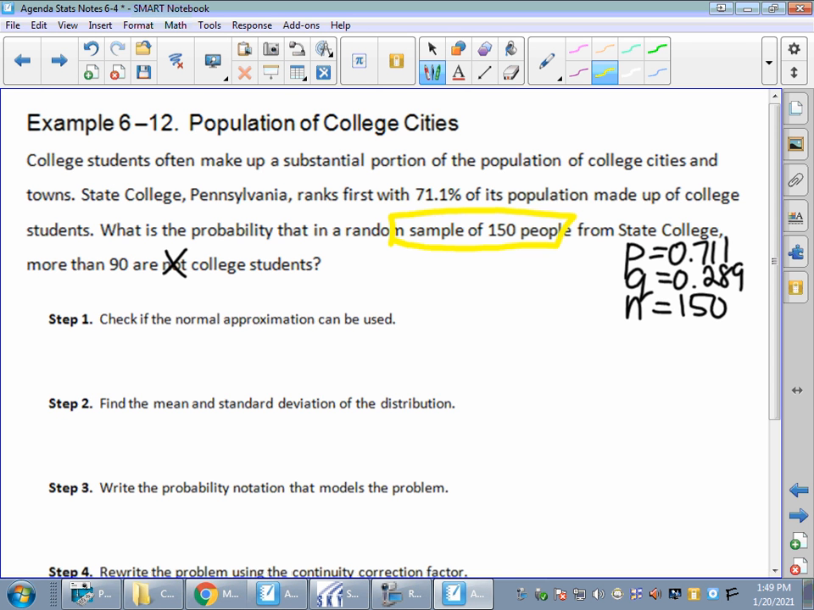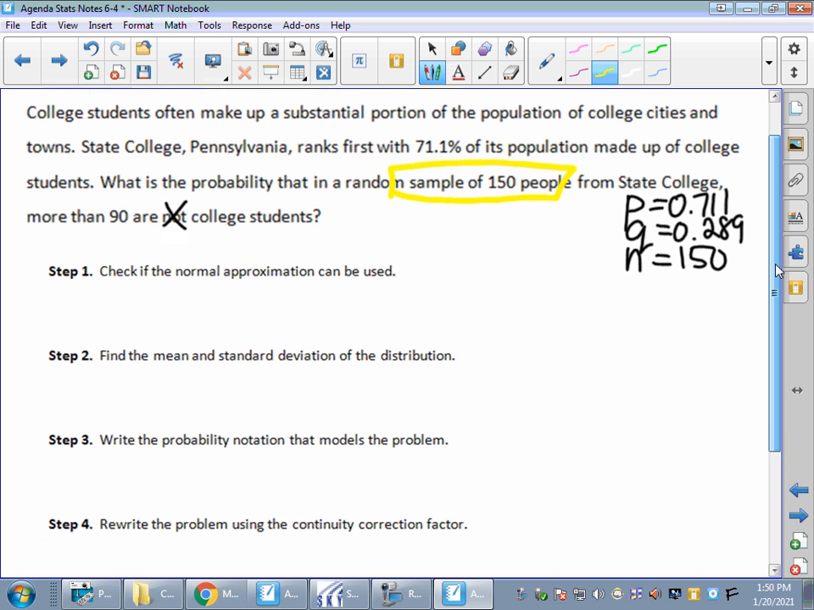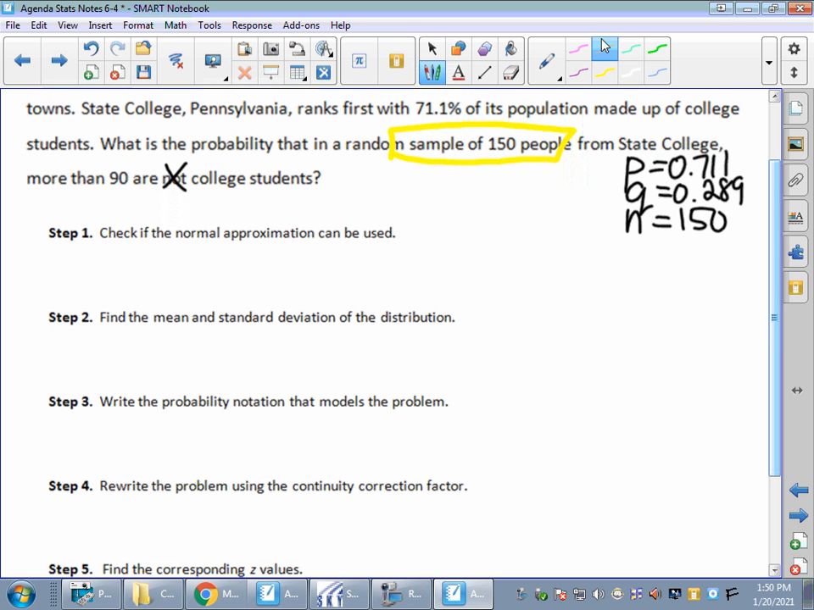Also I wanted to mention, this is a binomial situation. You're either a college student in town or you're not, so it's two possible outcomes. And also notice our sample size is 150. That is quite large, typically over 100. There's always exceptions to every rule, right? Okay, so let's check if our normal approximation can be used. Basically we want to make sure that n times p and n times q are both greater than or equal to 5. Well, now you probably realize why I wrote down p, q, and n, right?